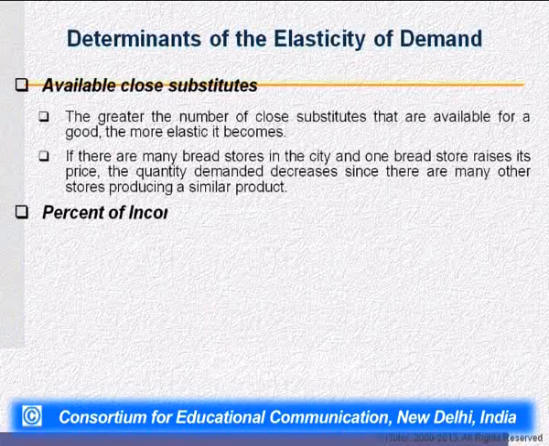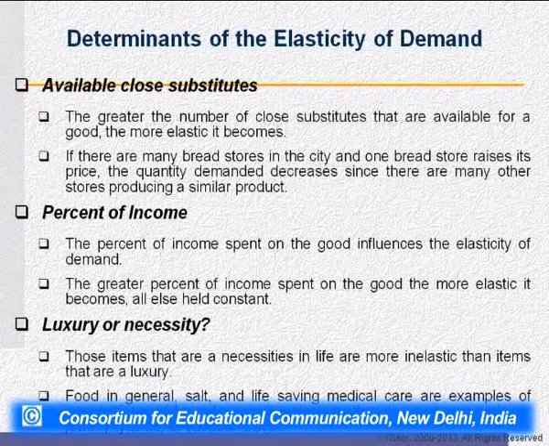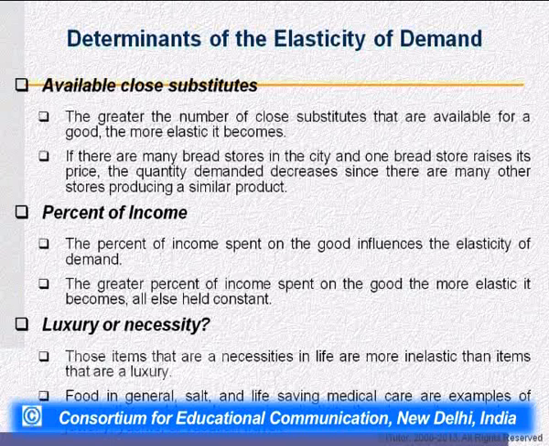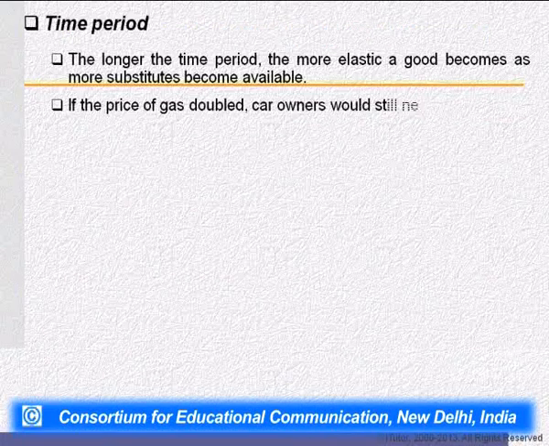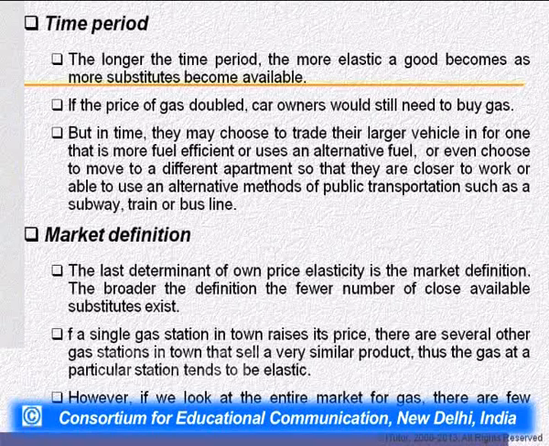And the determinants of elasticity of demand: available close substitutes, since if close substitutes are there, the level of elasticity of demand will differ. Percent of income, and luxury or necessity: items that are necessities in life are more inelastic than luxury items. The time period is also a very important feature. And the last determinant of price elasticity is the market definition: the broader the definition, the fewer the substitutes that exist.